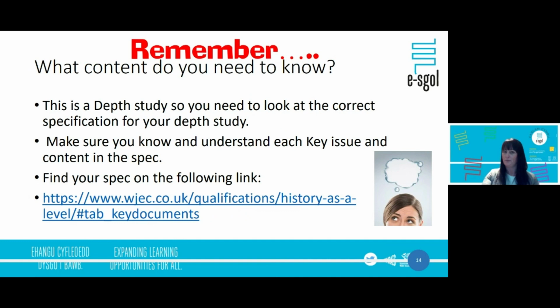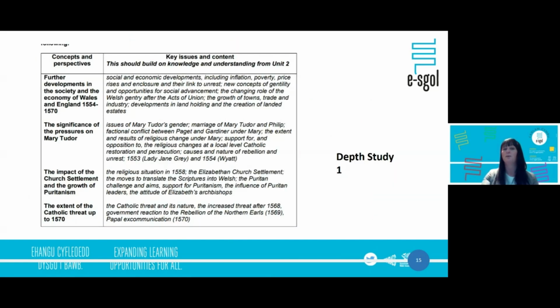So also remember that this is a depth study, so you will need to know your content inside and out. So make sure you know and understand the key issue and the content in your specification. Now I've got a link there for the WJEC site. This link will take you straight through to the list of specifications, the 8 of them that I've just run through, and you can click on that and download your specification for the topic that you were doing.